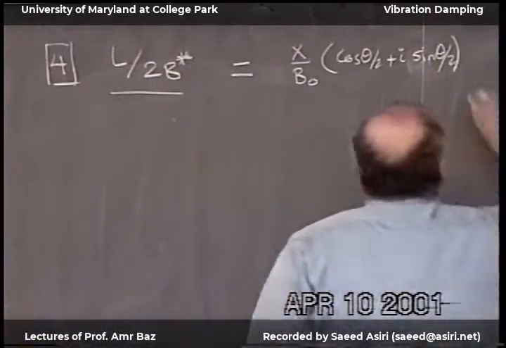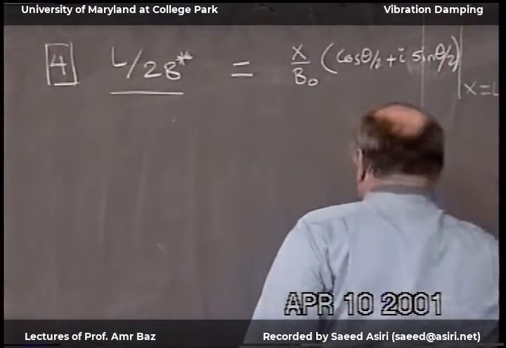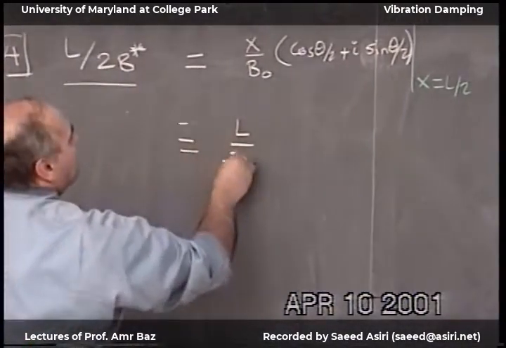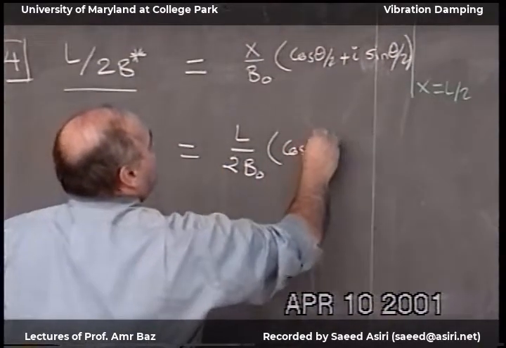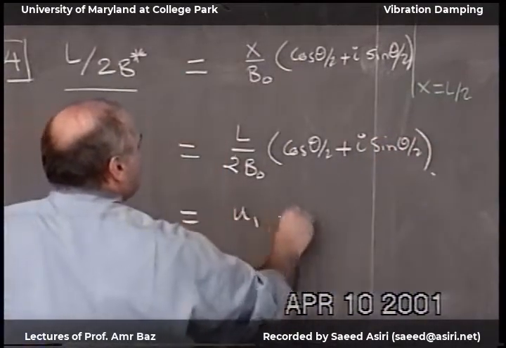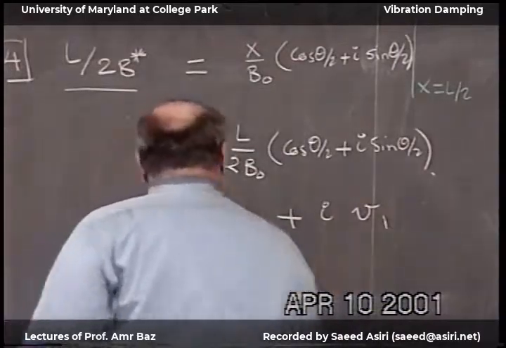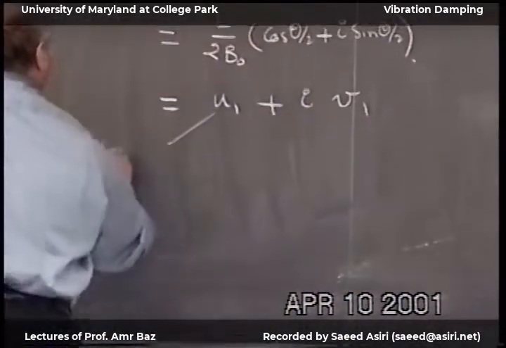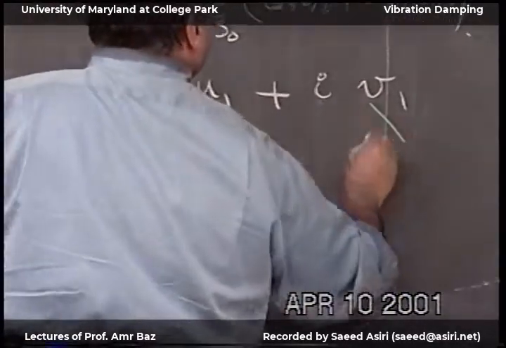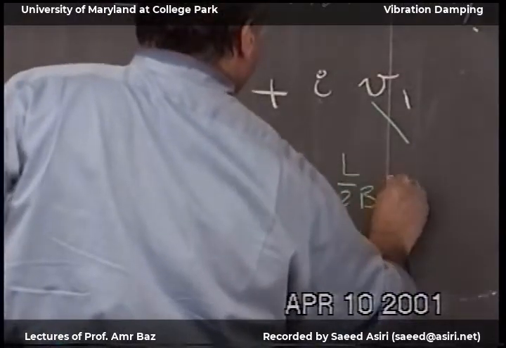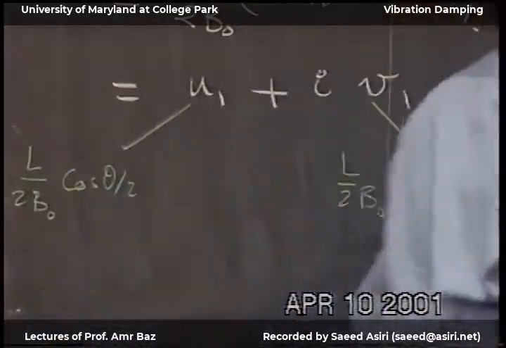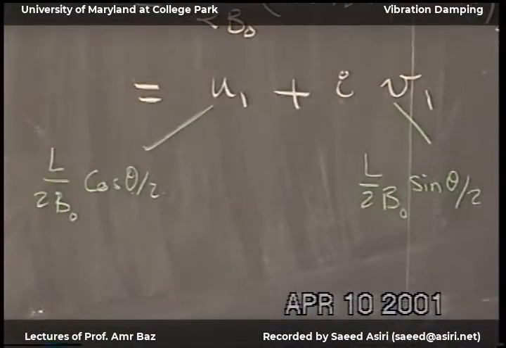And at x is equal to L over 2, this will equal L over 2 B0 cosine theta over 2. And I'm going to call this U1 plus i V1. The U1 is directly L over B0 cosine theta over 2, and the V1 is L over B0 sine theta over 2. Now we can go directly and calculate these two numbers.